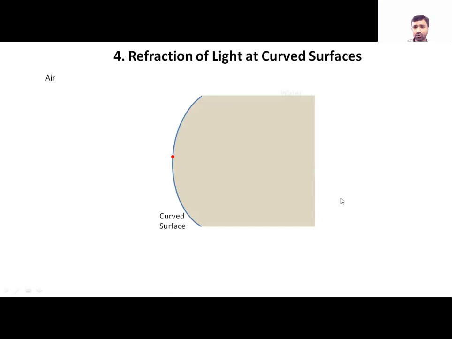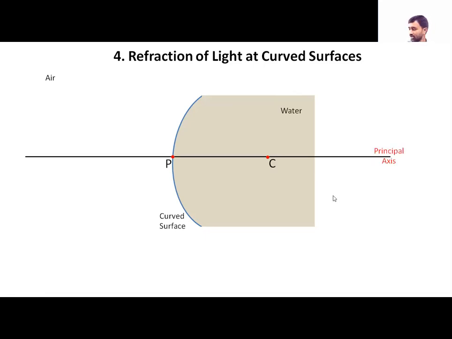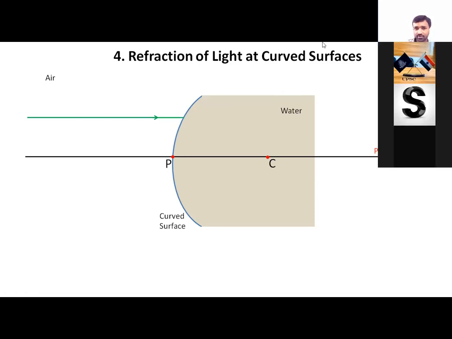Now I'm taking the same concept, a curved surface. One side is a rarer medium, the other is a denser medium, identifying the pole and the center of curvature, and connecting them with a line called the principal axis, right? Now I'm using a different case. A ray is incident parallel to the principal axis, right? How is the ray now? This is parallel to the principal axis.